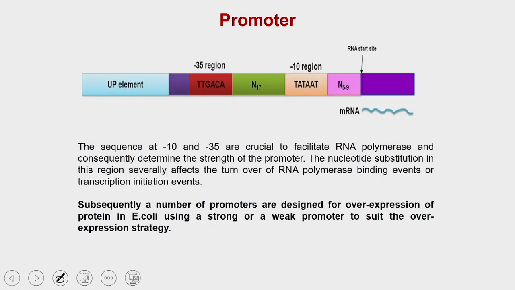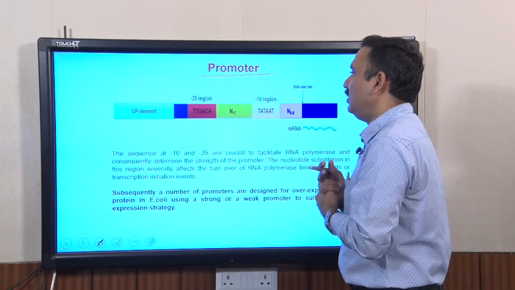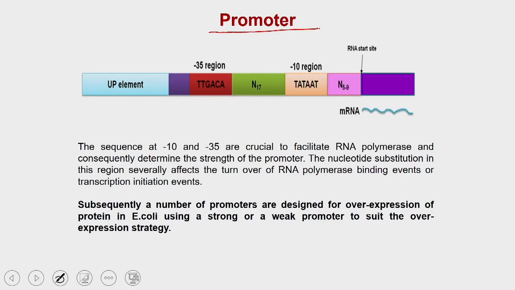So let's start with E. coli. The promoter, as I said, is the region which facilitates the binding of RNA polymerase, and that's how it initiates the transcription. In the case of E. coli, as we said, transcription and translation are linked to each other. So as soon as you start the synthesis of messenger RNA, you are also going to initiate the binding of ribosomes to the messenger RNA. That process is completely controlled by the promoter, because the promoter controls the transcription.